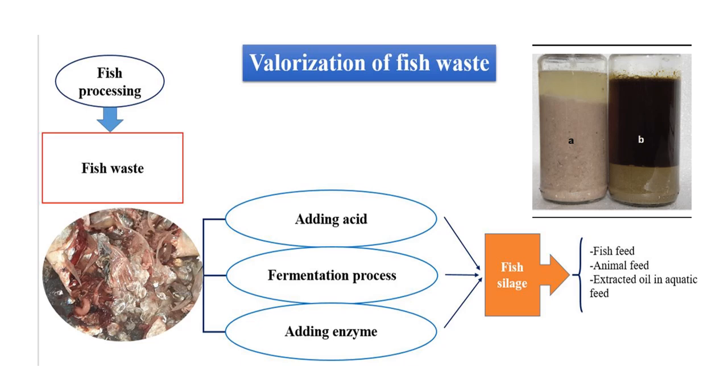Here briefly we can see that fish processing waste, how it can be made useful and valuable to make fish silage. The fish processing waste, we can grind it and then add acid and allow it to ferment, and allow it to digest by adding enzymes. By this process there will be digestion and fermentation, and we can get a semi-solid digested material or almost liquid. That is what is fish silage. This can be used in fish feed, in animal feeding, and the oil can be extracted and used in making the aquatic feed materials.